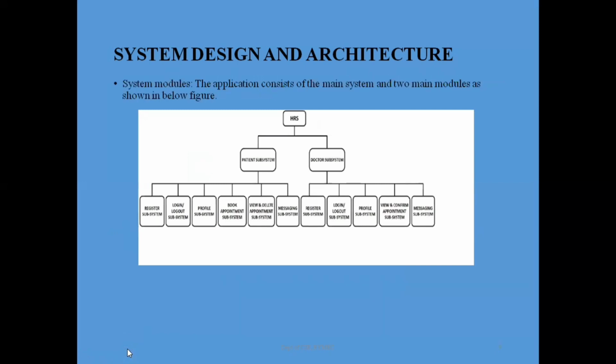System modules. The application consists of a main system and two main modules, as shown in the figure. These modules are the patient subsystem and the doctor subsystem. There are also several minor subsystems which are derived from the patient and doctor subsystems. All these minor subsystems help the user to access the full functionalities of the application.